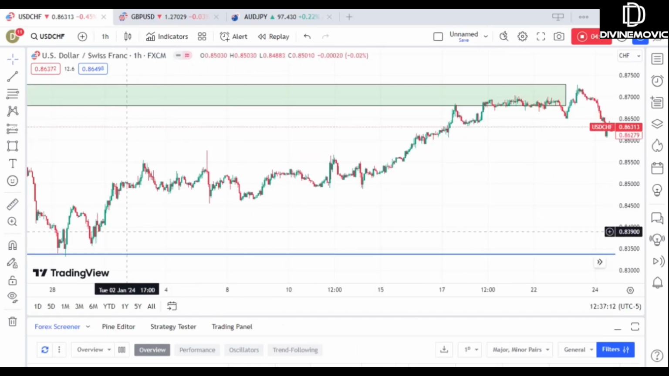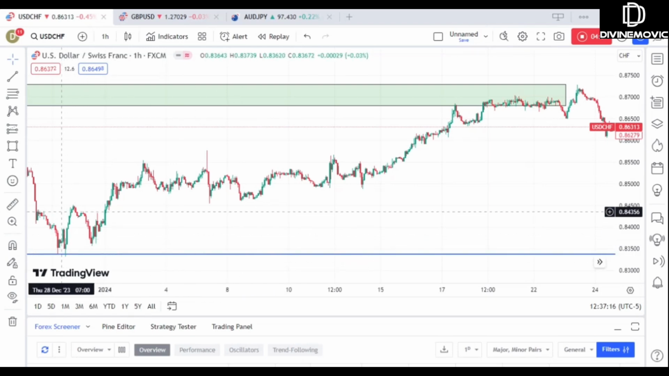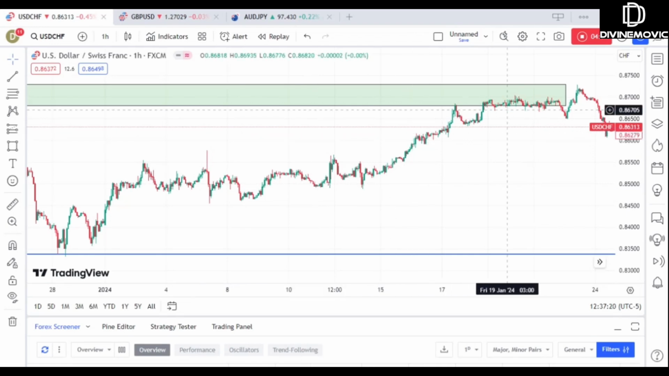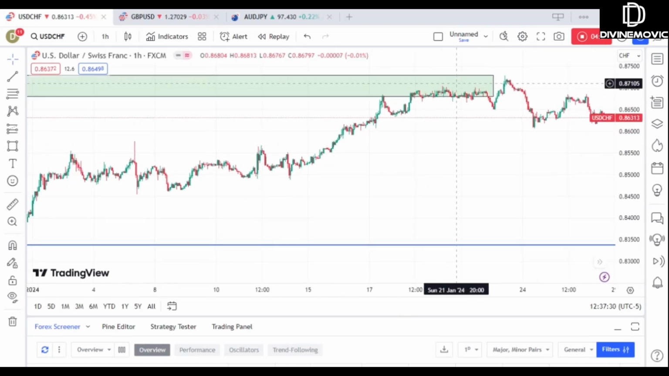Now, here on the 1 hour time frame, we can clearly see that when price came to this support level here, price simply started creating a series of higher highs and higher lows. And when price finally got to our point of interest, what you can clearly see is that price went into a consolidation phase. It's not moving. Price went into a consolidation phase here.